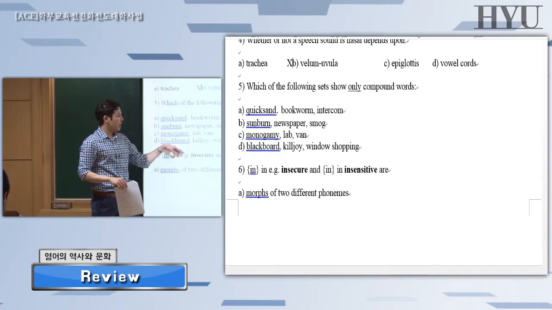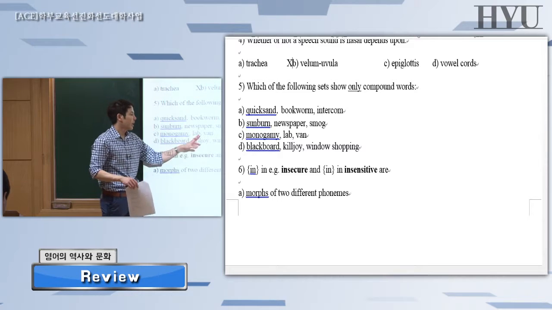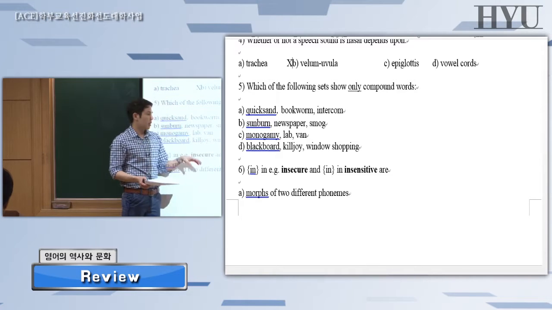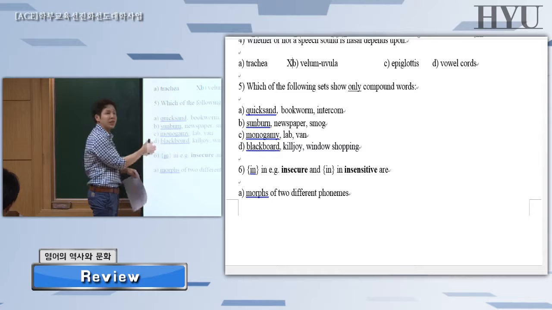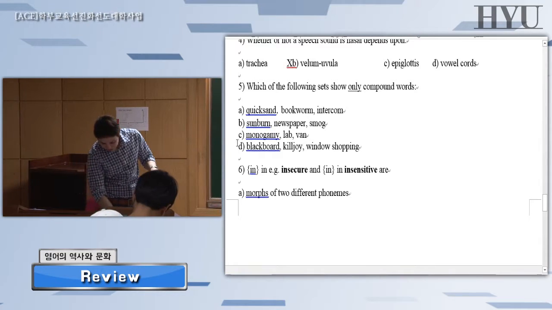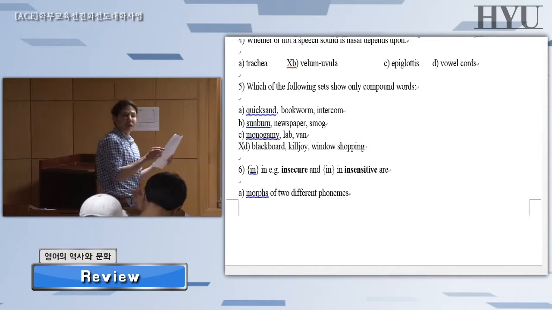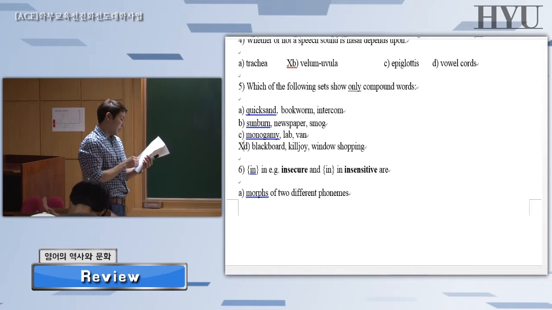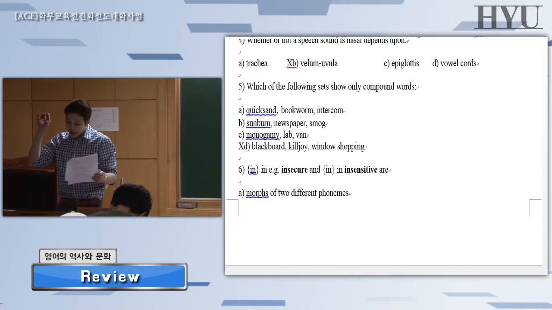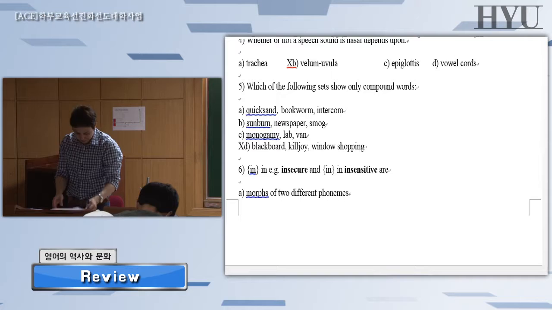Number D, blackboard, killjoy, window shopping. That's good, right? Because we have black plus board, kill plus joy, someone who's boring. And window shopping, that's good, also compound. So D is correct. So we will take a 10-minute break and we'll come back and finish this off, and we'll do number E as the next one, okay? So if you are done with the multiple choice part, do number E, okay?